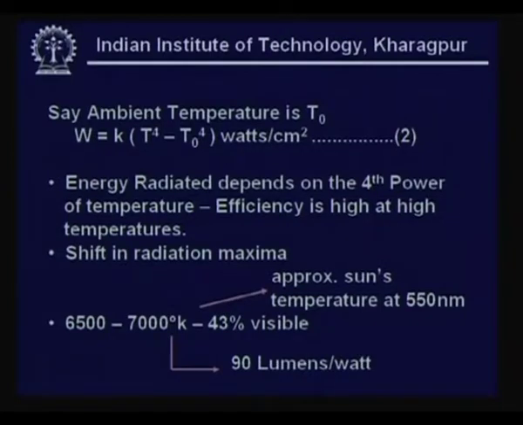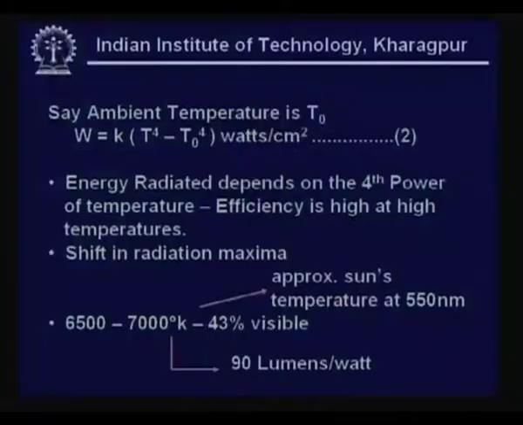It must be mentioned that 43% of the visible energy is around the black body temperature of 6500 to 7000 degrees Kelvin, and this is approximately the sun's temperature at 550 nanometers, corresponding to your relative energy maxima in the solar spectrum which we saw in the beginning, and this would amount to an efficacy of light output of 90 lumens per watt.